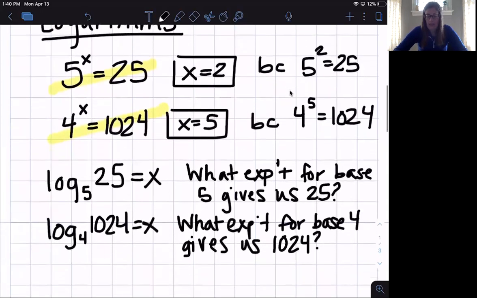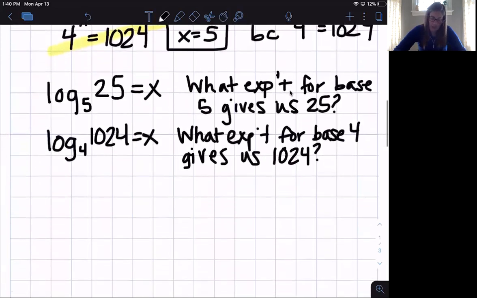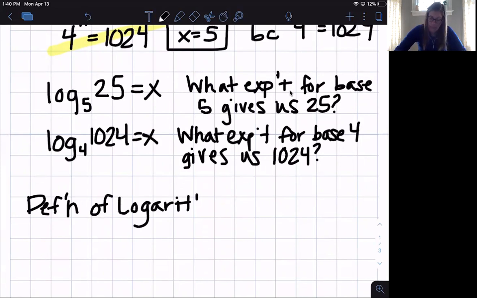So I'm going to give us a definition for a logarithm using some variables now that we've seen it with some numbers at play. Remember, it's just a fancy thing that mathematicians made up so that they don't have to write all these words over here. What exponent for this base gives us this answer? We can just write it out in a little mathematical sentence. Def. is my abbreviation for definition because I'm too lazy to write it out.